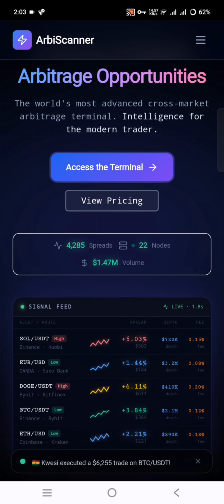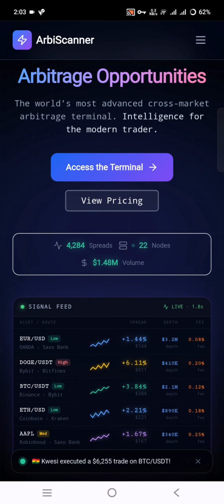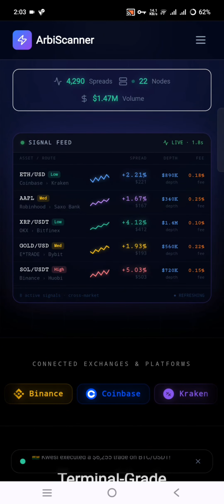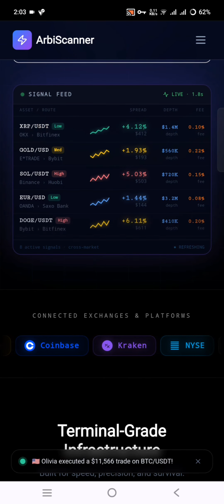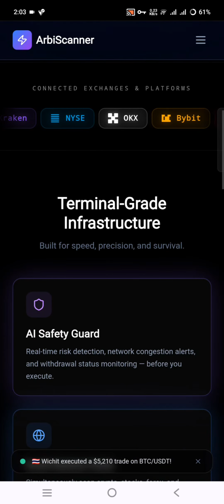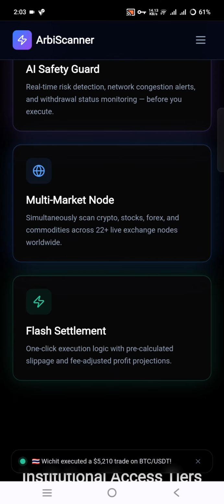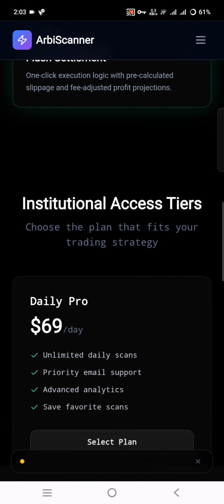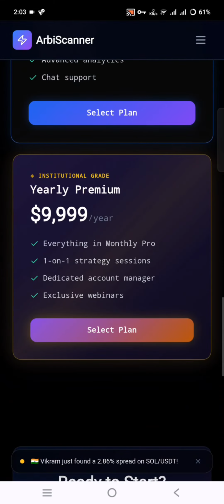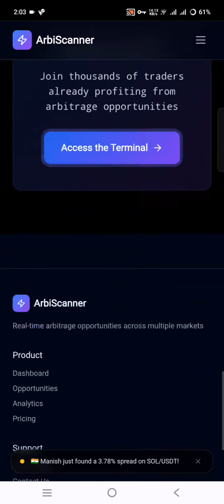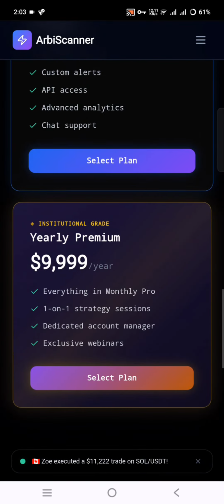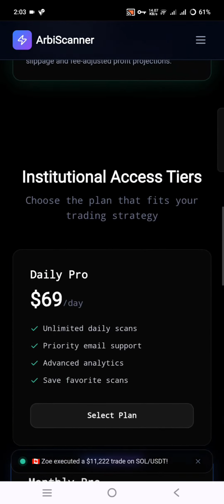As you can see, we are on the main interface of the Arbi scanner. Now, I know some of you have been struggling with arbitrage trading and maybe you have not been able to make profits simply because you have been trying to trade manually. For arbitrage trading, if you try trading manually, it will be very impossible for you to make good profit, and sometimes you might end up making no profit because the arbitrage opportunities come and disappear very fast.